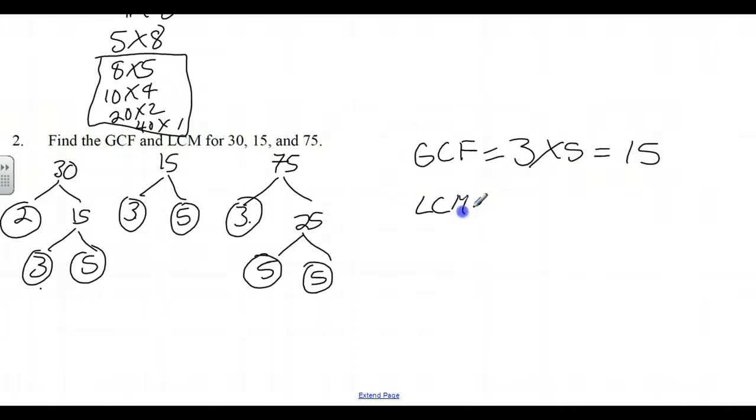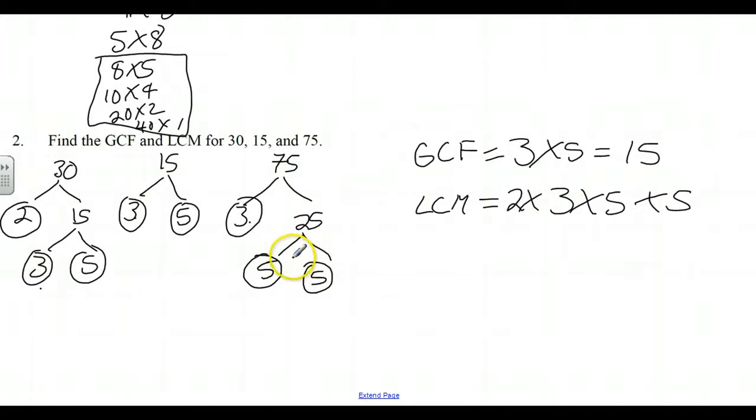The lowest common multiple says we need everything that's here. So I need a 2, I need a 3. Okay, I got the 3, and I need a 5, and actually I need 2 5s, so I need a 2. I need 1 3, and I need 2 5s. So this handles it, 2 3 5, right? Is that in there? Yes, it is. This is 3 5. Is that in there? Yes, it is. And this is 3 times 5 times 5. Is that in there? Yes, it is.